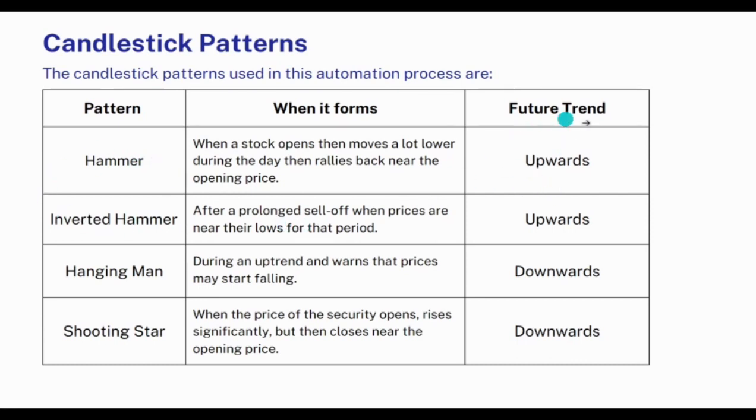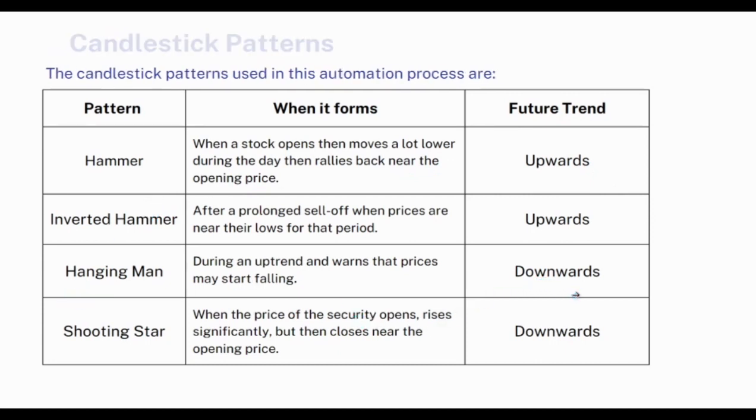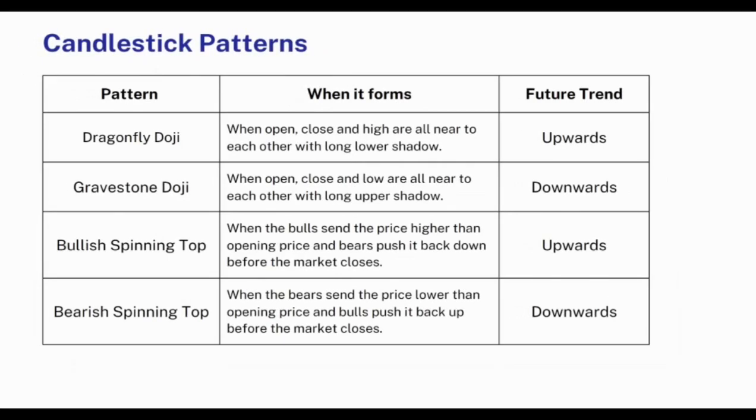So if hammer occurs, the future trend will be upwards. Similarly, if hanging man occurs, the future trend will be downwards. Like this, we have listed all the patterns and the future trends for all these eight patterns.